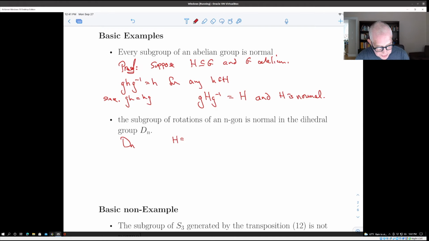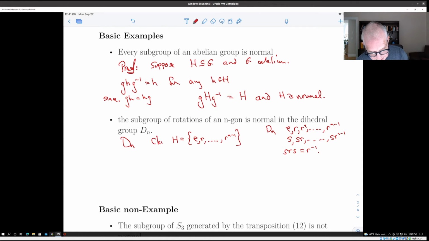Just to be completely clear, Dn consists of the identity, the rotation R, R squared, up to R to the n minus 1, and then the reflections S, SR, up to SR to the n minus 1, and the property is that SRS equals R inverse. And that's enough to compute in the dihedral group. If we take the group of rotations, the claim is that this is normal.